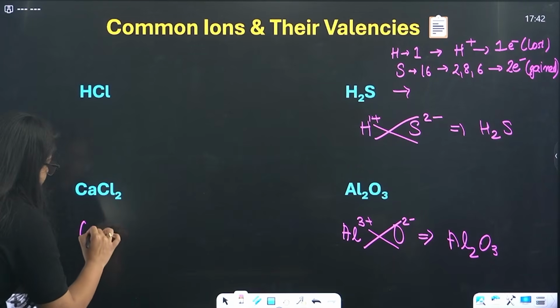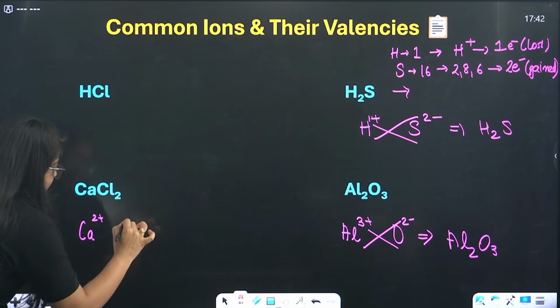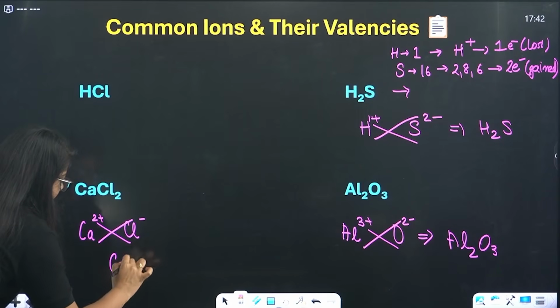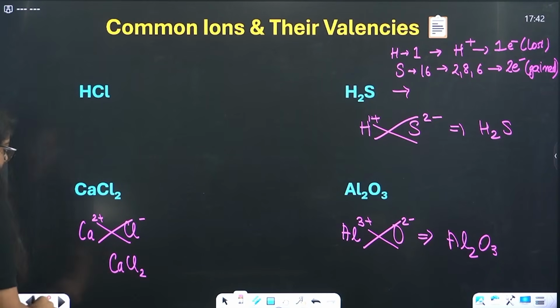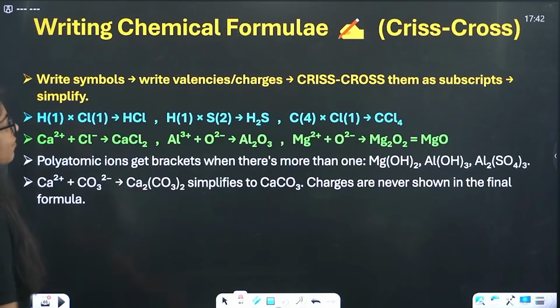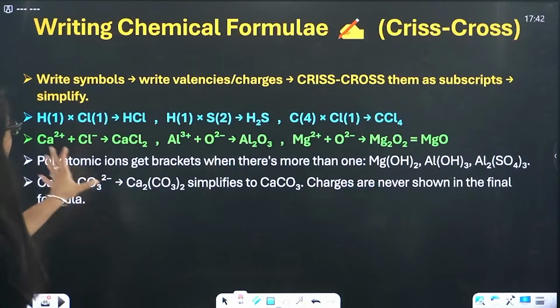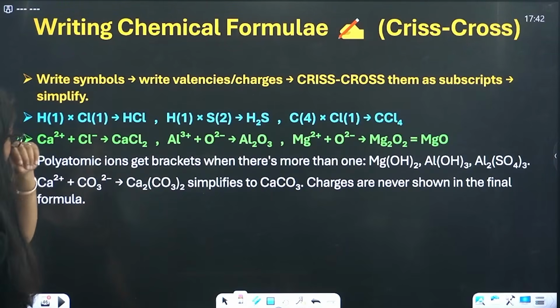CaCl2. Calcium will be 2 positive, Cl negative. Just cross multiply. It will be CaCl2. Understood? Okay. Next we have just this thing, exactly what I told you here. It is written here. You will get the whole PDF in the description.